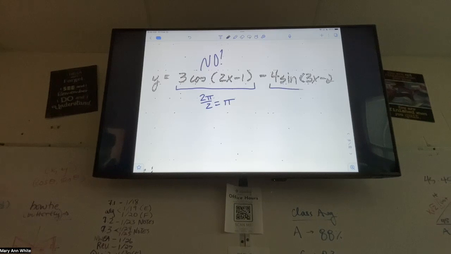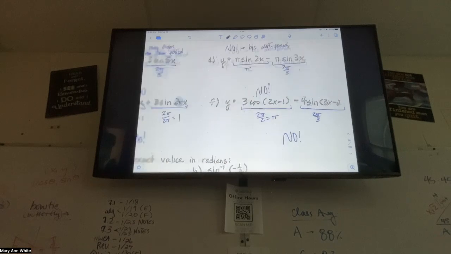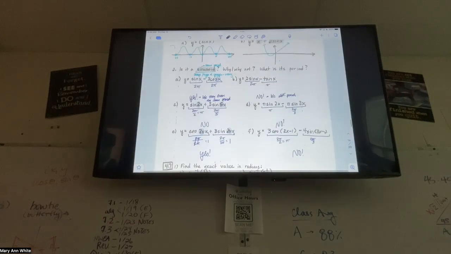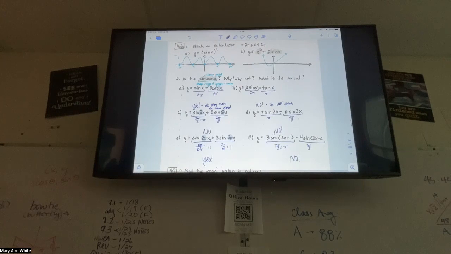All right, and then the last part, what's my last period gonna be? 2 pi over 3. Are those the same? No. Okay. That was it for 4.6. Super short, super easy. All we did was graph things in the calculator and decide if they had the same period. That homework will be due, but not until the day after the test.